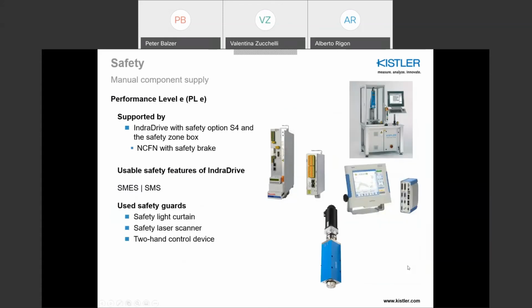If we have a look at performance level E, there is more or less only one system available from us till now. We have an NCFN with a special safety brake. So we have two safety channels. The first one is the IndraDrive with all its safety functions, and the second one is the safety brake in the spindle.